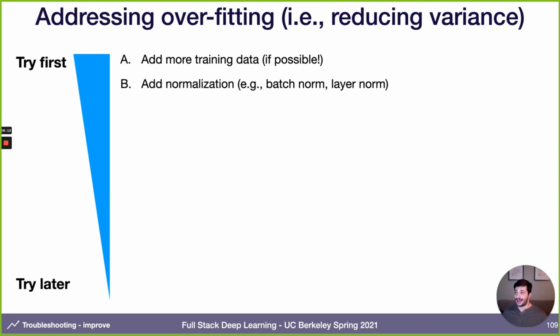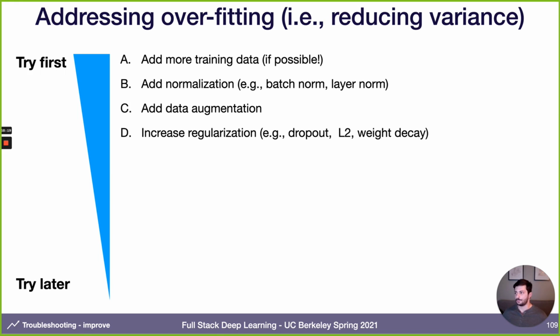You can also try adding normalization, like batch norm or layer norm, or data augmentation or regularization. I think normalization is usually the first thing that I would try. It's more of a modern approach than regularization. And normalization often also has the effect of reducing underfitting as well. So it can be helpful for both of those things.